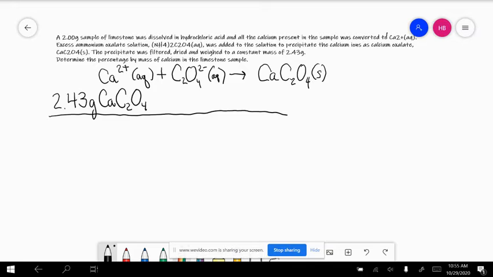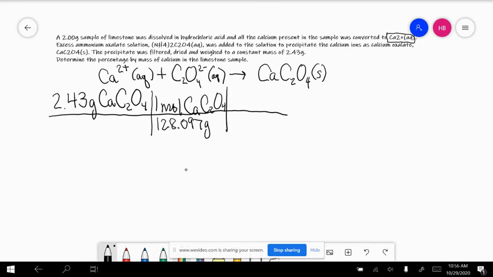And I know that it's asking me to find the amount of calcium in the original limestone sample. So the first thing I'm going to do, of course, is change to moles. That's my first strategy in any problem when I'm trying to go from A to B as far as compounds go. So off the periodic table of the elements, I see that calcium oxalate has a mass of 128.097 grams in 1 mole. Anytime you're calculating something using the periodic table of the elements, you are doing 1 mole.